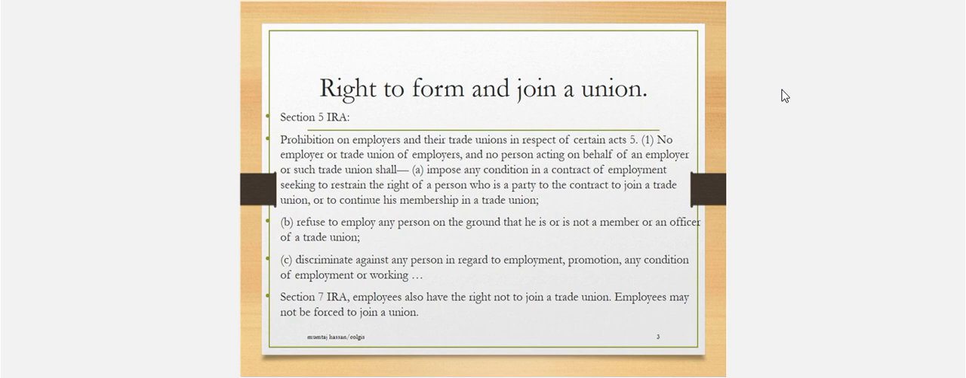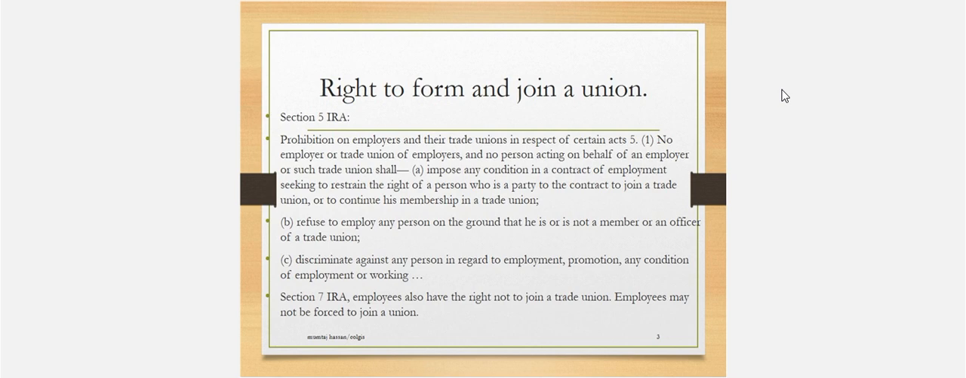So Section 5 says that the employer or trade union of the employer or any person on behalf of the employer, that means the agent of the employer or the trade union of the employer, cannot impose a condition in the contract of employment which can restrain the right of a person who is a party to the contract to join a trade union, or to continue his membership in a trade union. So you cannot restrain a person from joining and also to be a member in a trade union.